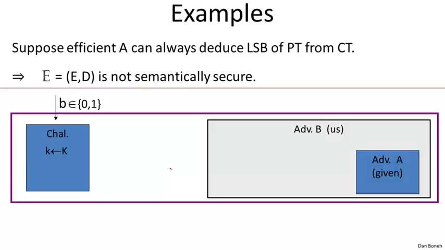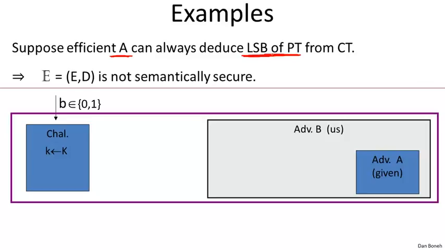So the first example is, suppose we have a broken encryption scheme. In other words, suppose we have an adversary A that somehow, given the ciphertext, is always able to deduce the least significant bit of the plaintext. Okay, so given the encryption of M0, this adversary is able to deduce the least significant bit of M0. So that's a terrible encryption scheme, because it basically leaks the least significant bit of the plaintext just given the ciphertext. So I want to show you that the scheme is therefore not semantically secure. That kind of shows that if a system is semantically secure, then there is no attacker of this type.